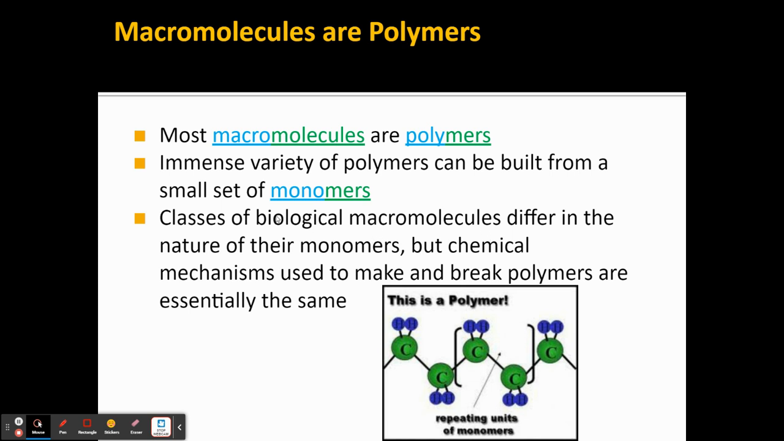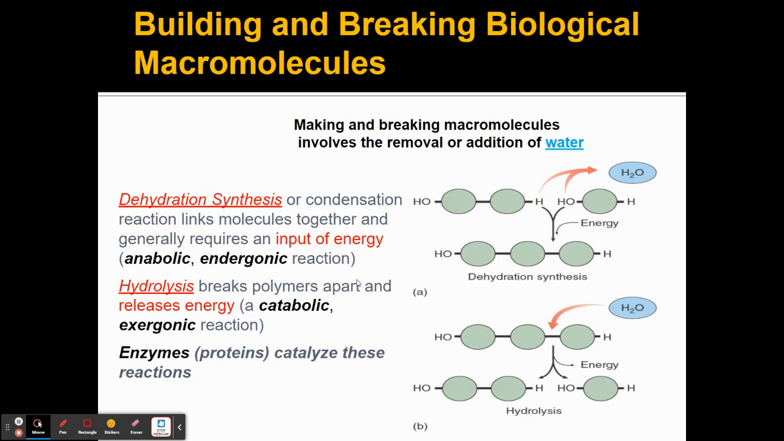I want you to point out up here, classes of biological macromolecules differ in the nature of their monomers, but the chemical mechanisms used to make and break polymers are essentially the same. And here are the two of them. Hopefully some of you remember this from 9th grade biology. We have dehydration synthesis, which builds molecules, and hydrolysis, which breaks molecules. Let's look at these a little more deeply. Both of these involve water.